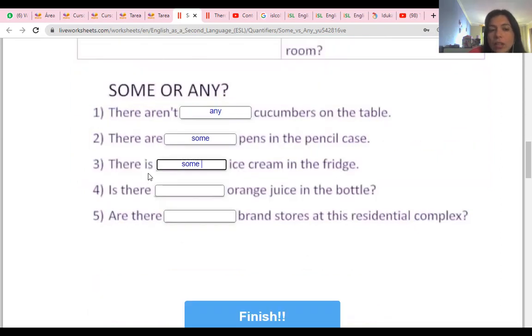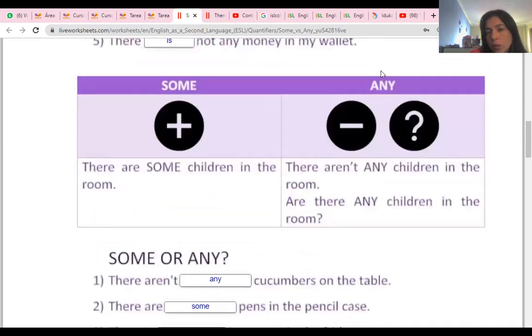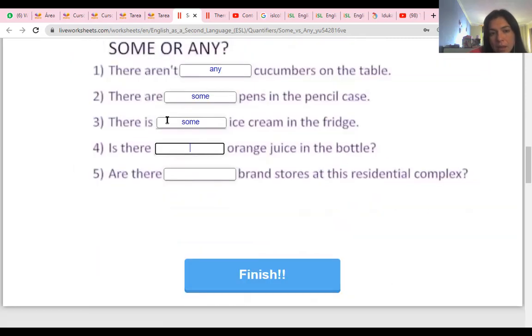Aquí, ¿qué nos está diciendo? There is. Hay acá helado en la refrigeradora. Entonces, ¿qué tengo que poner? Hay algo de helado en la refrigeradora. There is some ice cream in the fridge. Yes, teacher. This is a question. Remember, with questions, we use any. Is there any orange juice in the bottle? Very good. ¿Hay algo de jugo?